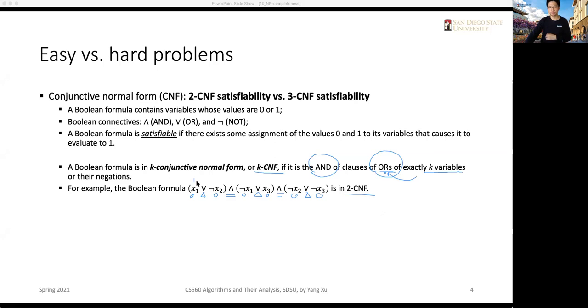There are variables x1, x2, x3, with not x1, not x2, and not x3, so it's a 2-CNF problem. And we can easily solve it: if we let x1 be 1, x2 be 0, and x3 be 1, then the whole formula evaluates to 1, right?